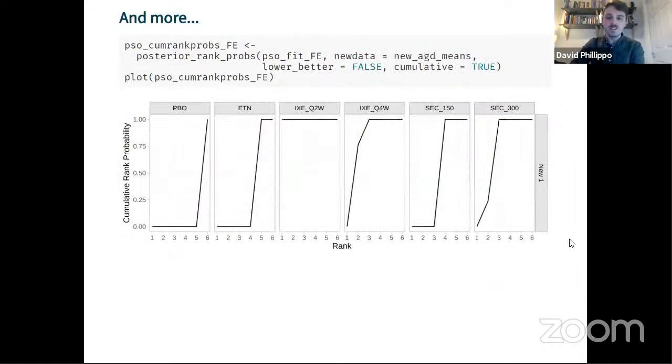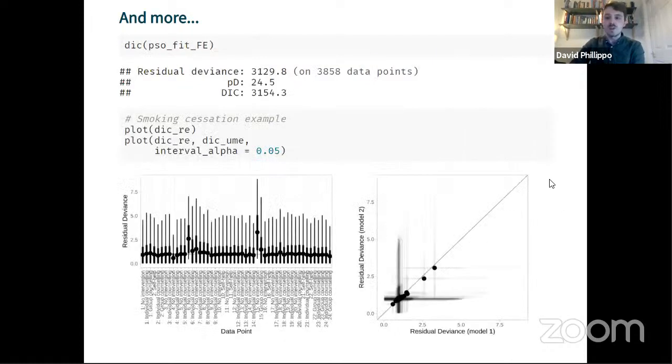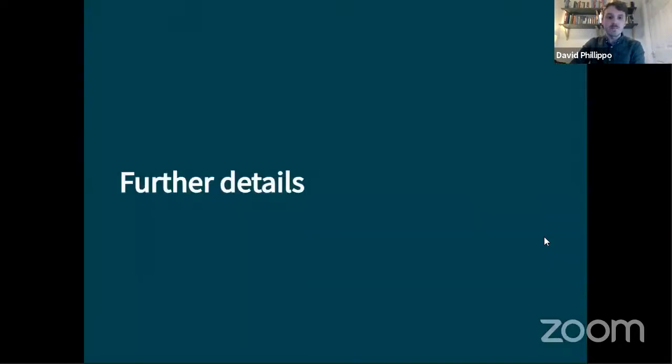And there's much more that we can do. So we can produce rank probabilities. Here I'm showing you some cumulative rank probabilities. We can check model fit, so DIC, residual deviance. We can produce residual deviance plots, and compare residual deviance contributions between different models. So I've really only scratched the surface here today.